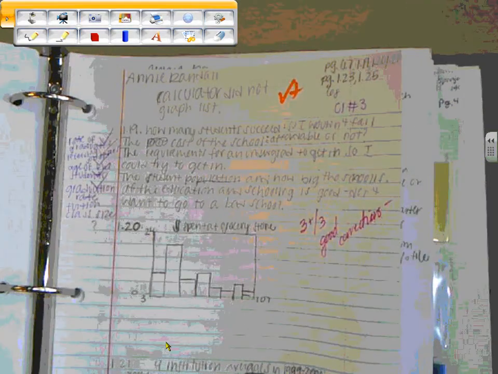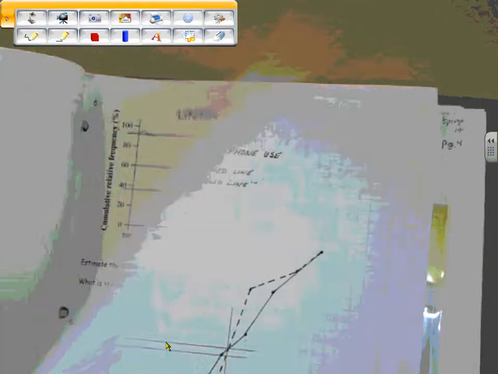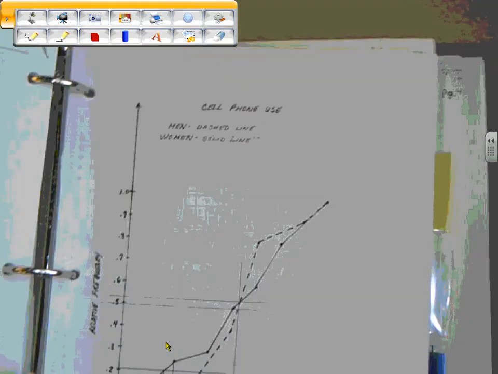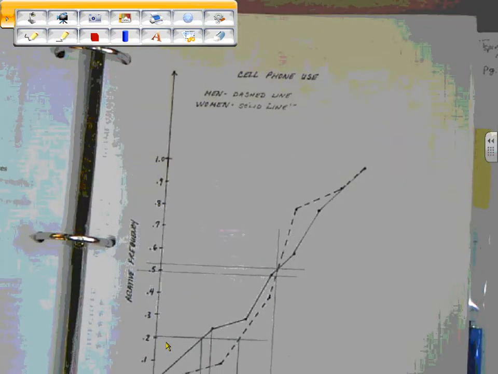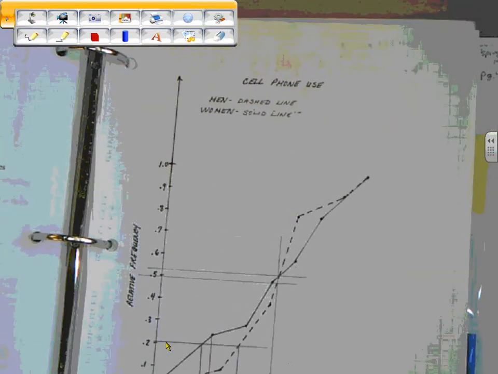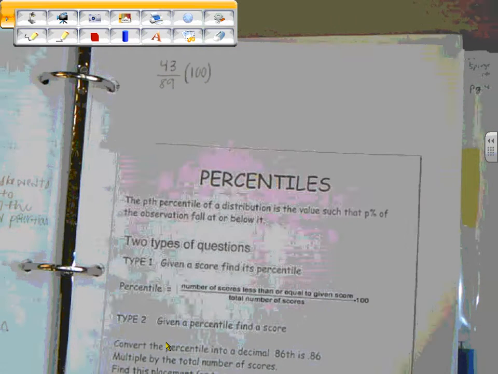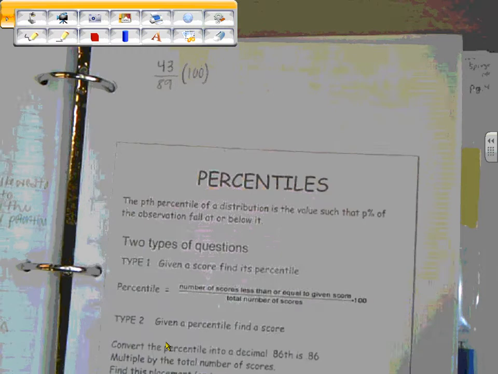Assignment number 3, the Ogive worksheets. It's 2 worksheets stapled together, followed by the double Ogive for the men and women's cell phone use. Assignment number 4, chapter 1, number 4 is next. Some of the classes got the percentile worksheets and some didn't, so don't worry if you don't have this.